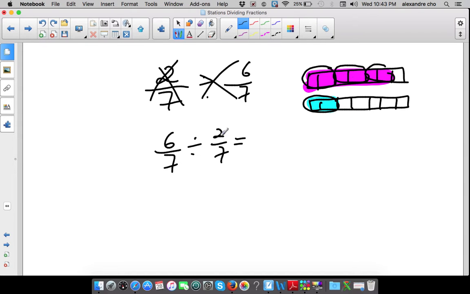So prove it this way using the algorithm. Pretend the 7s are not here for a second. Let's just simply do 6 divided by 2, which is 6 over 2, or 3, and that matches our picture answer on the top.